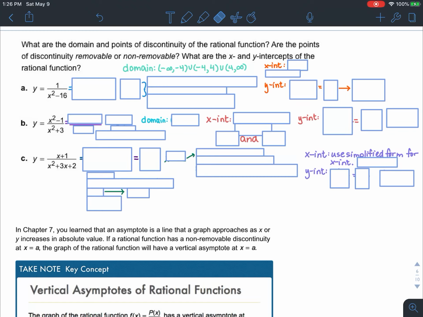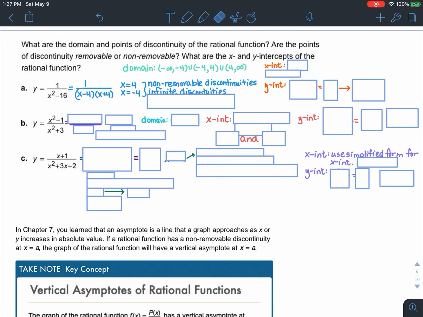Okay, so the first thing you want to do for A is factor. All right, the bottom, what would make the bottom be 0 is 4 and negative 4. Do they cancel with anything on the top? No. Then these are non-removable discontinuities. These are infinite discontinuities. These are vertical asymptotes. The domain is everything that's not 4 and negative 4.